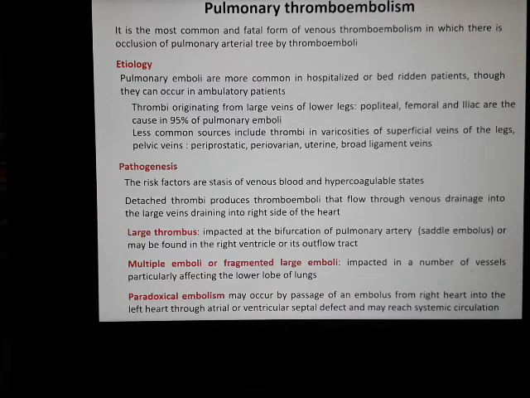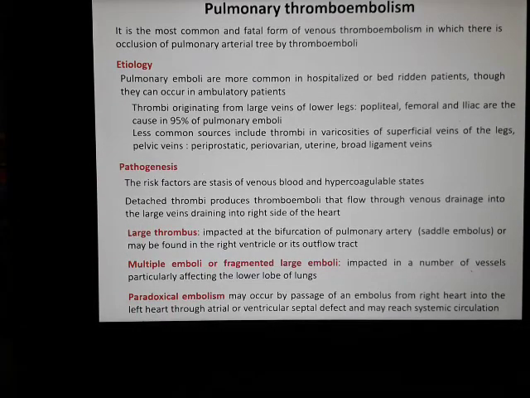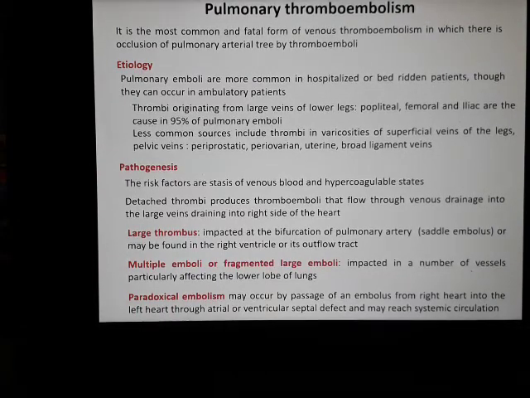Then another pathogenesis is paradoxical embolism. You know that paradoxical means it will cross. That may occur by passage of an embolus from the right heart into the left heart if there is a connection through an atrial or ventricular septal defect, and in this way it may lead to the systemic circulation. So these are mainly the pathogenesis of pulmonary thromboembolism.